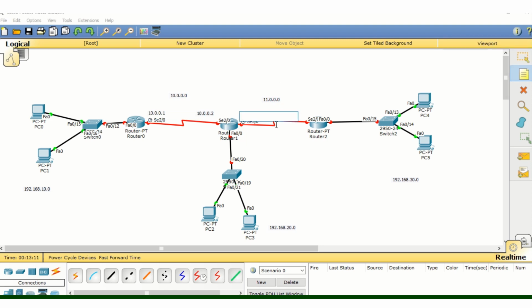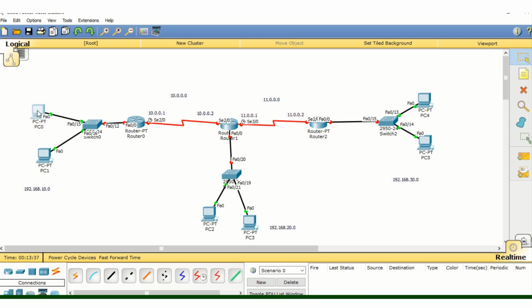Now this side will be 11.0.0.1 and 11.0.0.2. For the understanding of why we are writing the IP addresses here, not the network address, you can go back and check the video where I show you how to configure a simple router. Okay, now I have drawn all the network here. Now I will start the configuration.